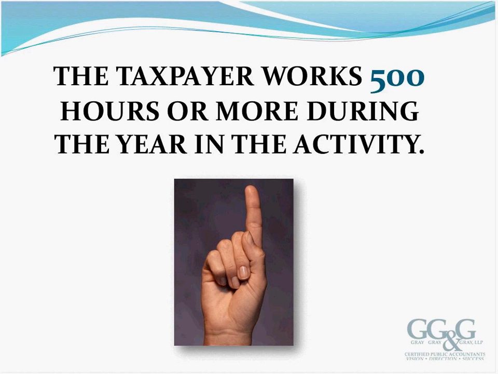Item number 1. The taxpayer works 500 hours or more during the year in the activity. Notice I did not say business, I said activity.